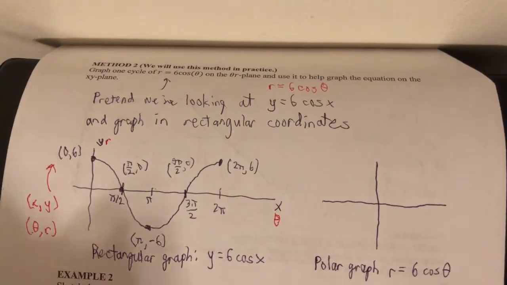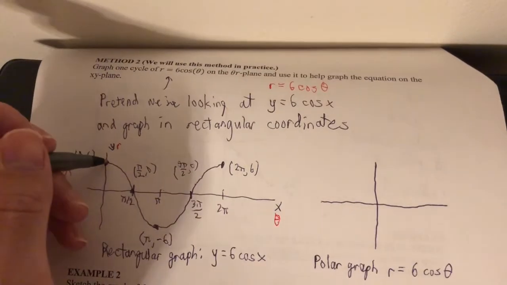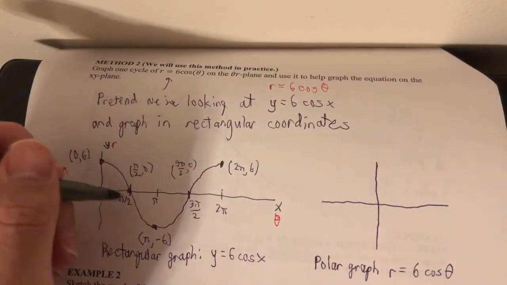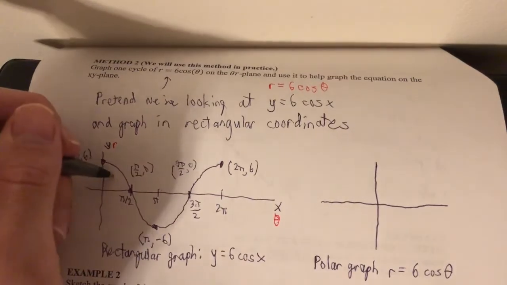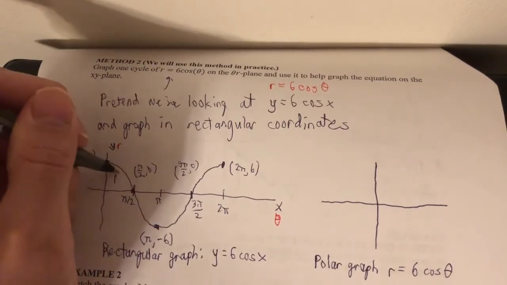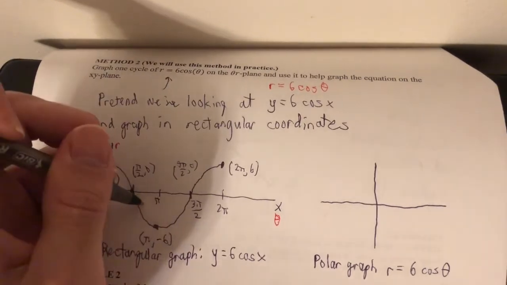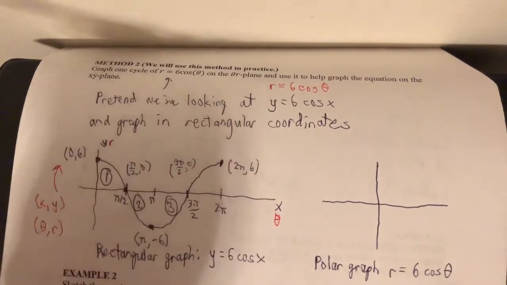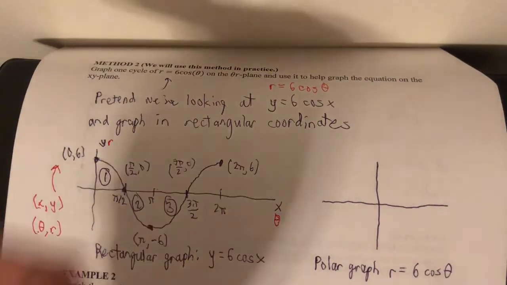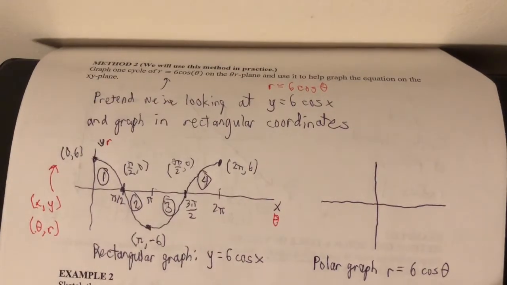And what I'm going to do is look at basically the four quadrants. So what's going on from 0 to pi over 2, what's going on from pi over 2 to pi, and what's going on from pi to 3 pi over 2, and then what's going on from 3 pi over 2 to 2 pi. Okay?